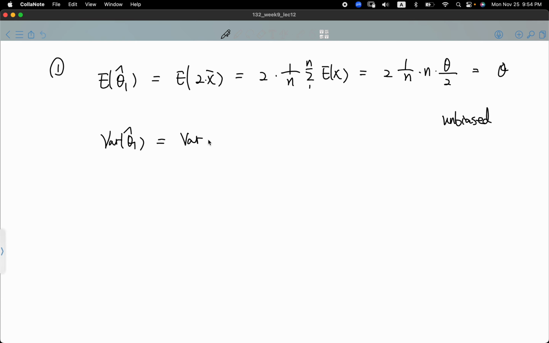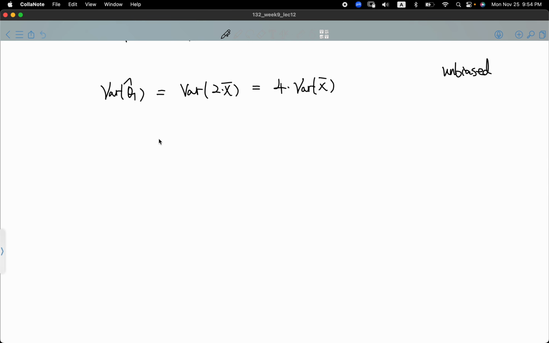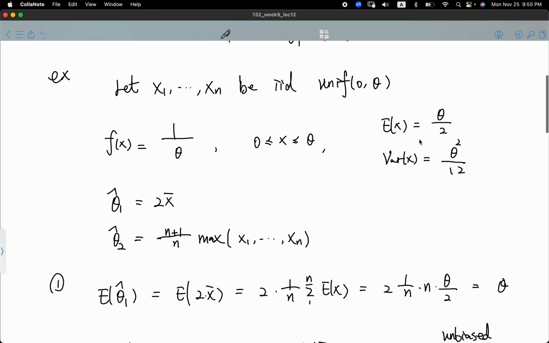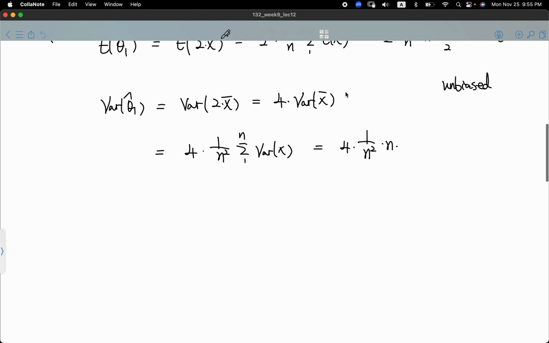So you have the variance of 2 times x bar, and then you have 4 times the variance of x bar. And then for the variance of x bar, you will have 4 times 1 over n squared, and then summation for the variance of x. And then because they are identically distributed, 4 times 1 over n squared, and then multiply by n, multiply by the variance of x. Variance of x is theta squared over 12. So theta squared over 12.